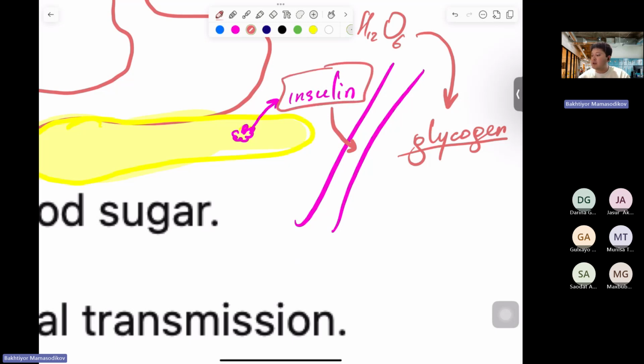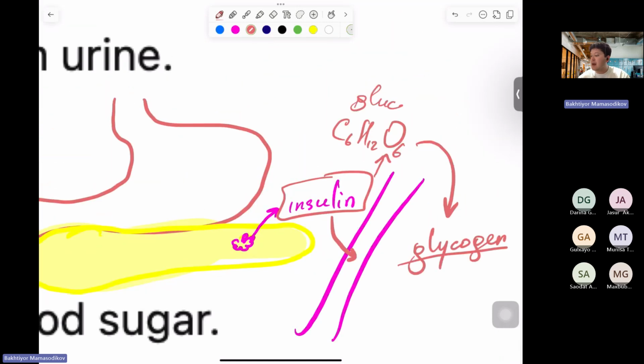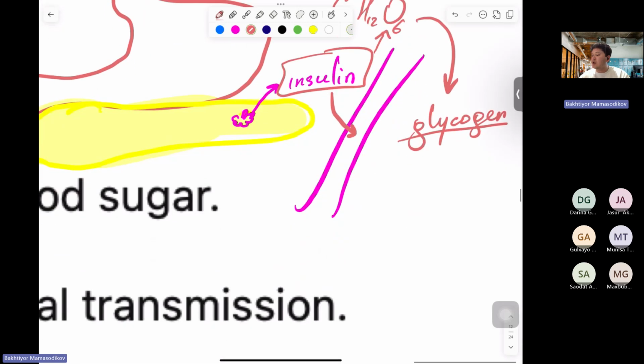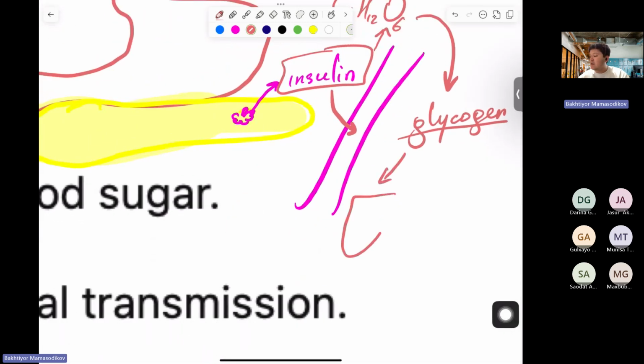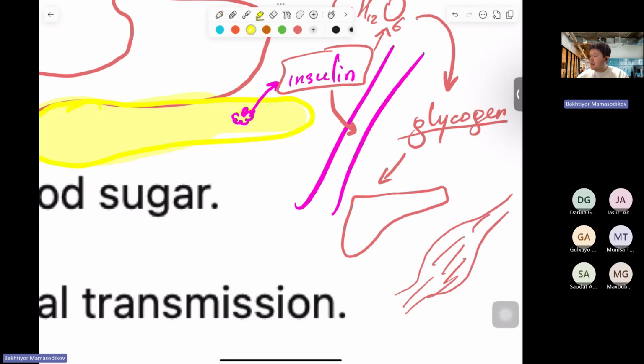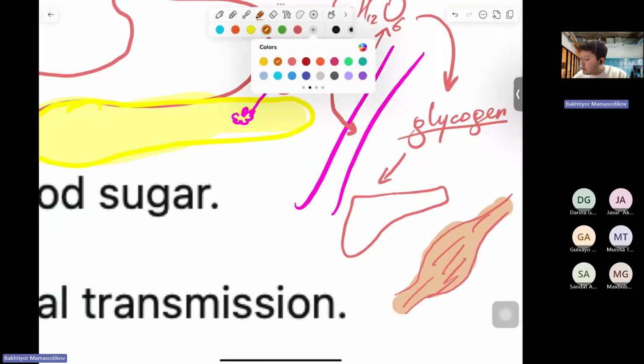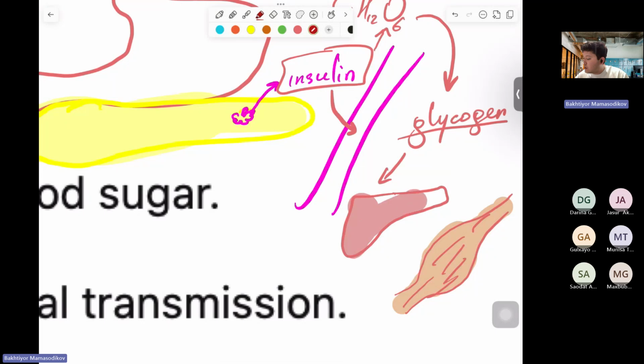they release, first of all, insulin. This insulin gets the glucose molecule. This is the glucose. They're going to get this glucose molecule, and this glucose molecule is going to go to the liver and to the muscle cells, and there they will be stored. Okay? They will be stored there in the liver and in the muscle as glycogen.